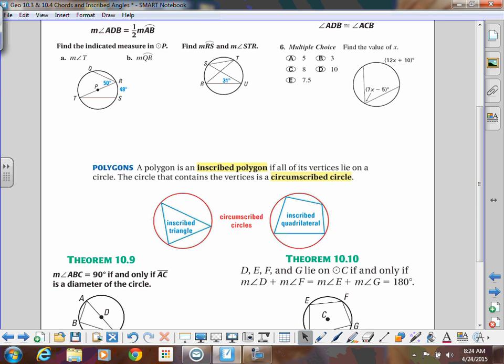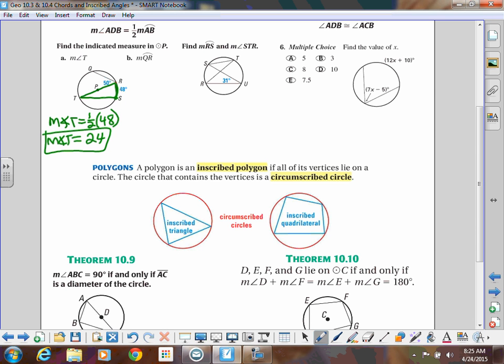So let's use this to do some examples. In this first example, they want me to find the measure of angle T. Here's angle T. Notice that angle T is an inscribed angle, and its intercepted arc, remember that's the crust, is right here at 48. So the measure of angle T is going to be equal to half of 48. So half of 48 is simply 24.